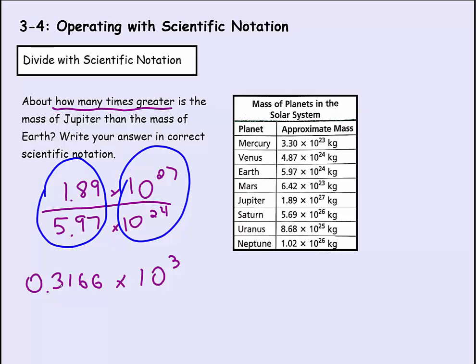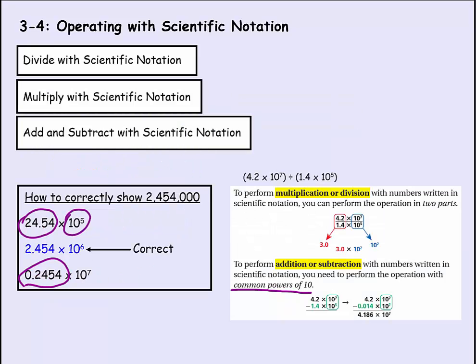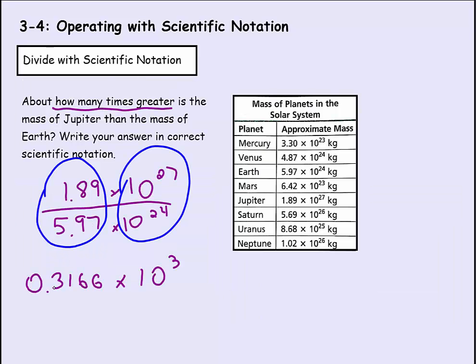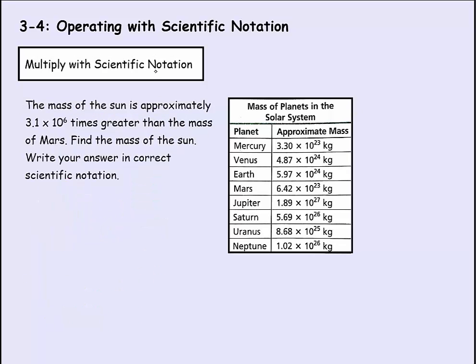As we learned with scientific notation before, this is not a correct answer. We need to move this over 1 to become like this, and since we made this 10 times as big, we need to make this 10 times smaller, so make this 1 less power of 10. So if we do that, we move this 1 over, making it 3.166, and that'll be times 10 now to the 2nd power. So Jupiter is this many times greater in size than the Earth. Now we can multiply with scientific notation.